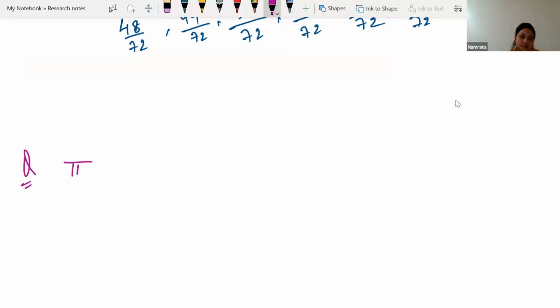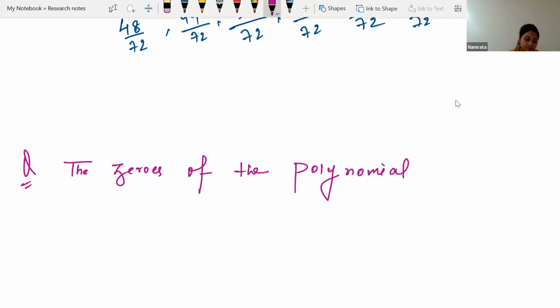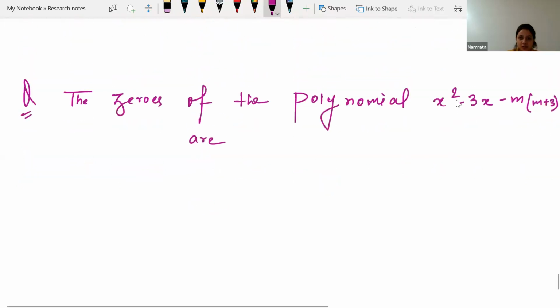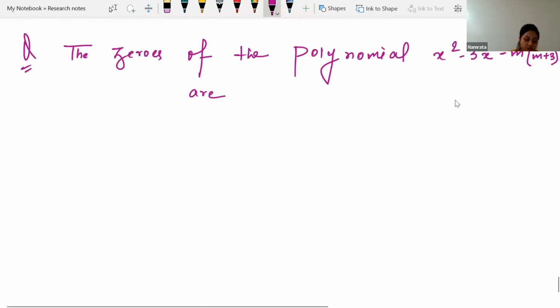The zeros of the polynomial x square minus 3x minus m in bracket m plus 3 are. This one is a multiple choice question. Let me write the options also.